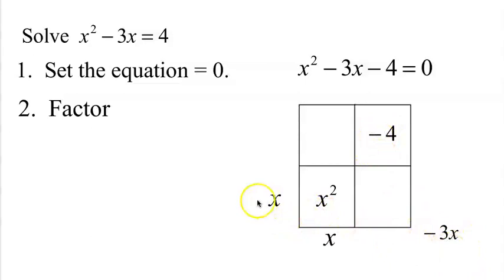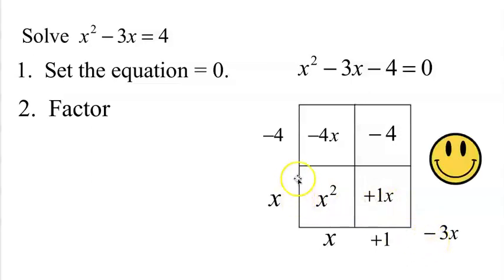How to build x squared? Only option is x times x. How to build negative 4? Well, you could go negative 2 times 2. You could go 1 times negative 4. I'm going to choose to go with negative 4 times positive 1, and let's check that. Negative 4 times x is negative 4x in this cell. 1 times x is 1x in that cell. And you'll notice that negative 4x plus 1x is negative 3x, so that has been done successfully. So the factored version of the left-hand side is x minus 4 times x plus 1.